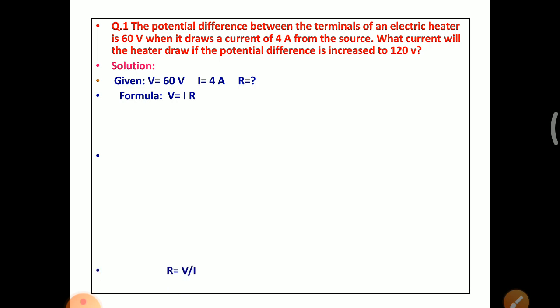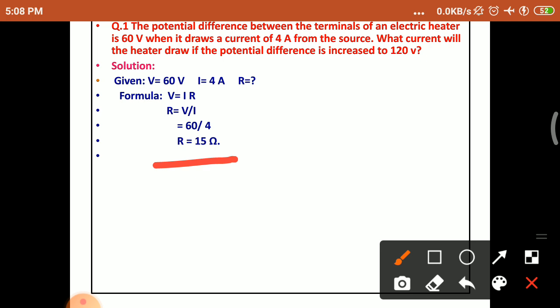So V equal to IR. When we rearrange, R equal to V by I. The value of V is 60 and the value of I is 4. When I divide 60 by 4, I get R equal to 15 ohm. So the electric heater has a resistance 15 ohm. The resistance of the electric heater does not change.